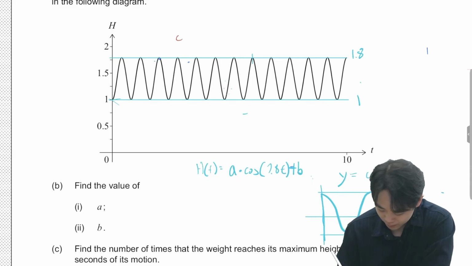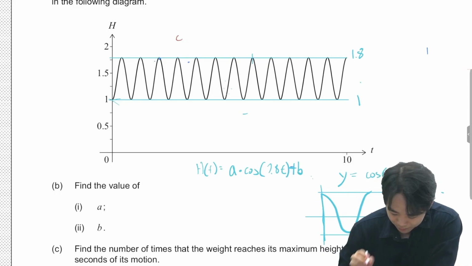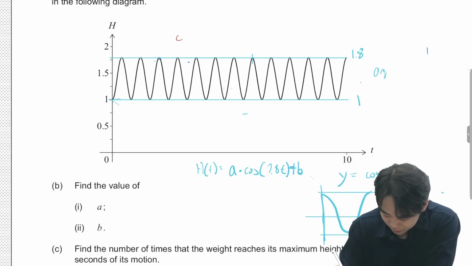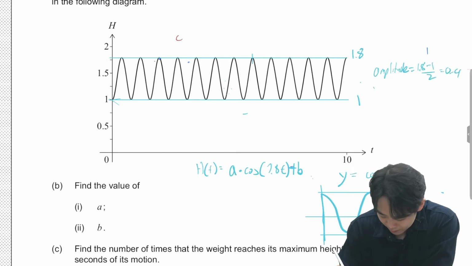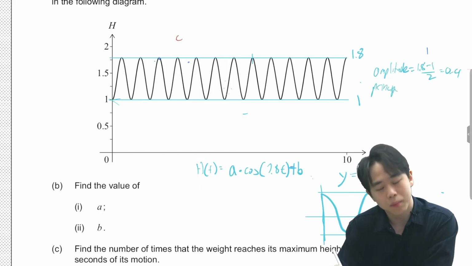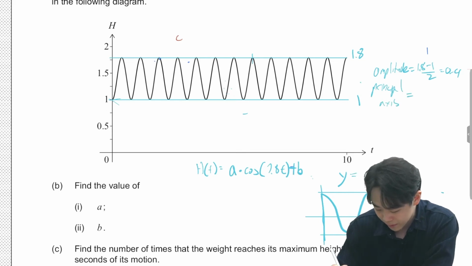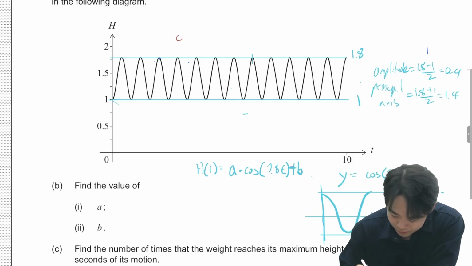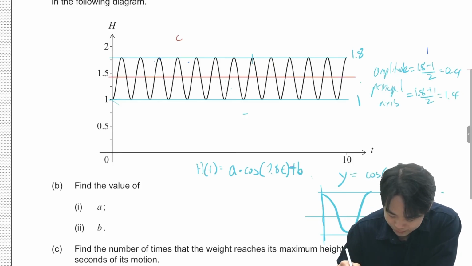We fluctuate between 1 and -1. The principal axis would be y equals 0. But for our case, the amplitude is (1.8 minus 1) over 2, which is 0.4. The principal axis, or the midpoint equilibrium position, however you want to call it, is (1.8 plus 1) over 2, which is 1.4.